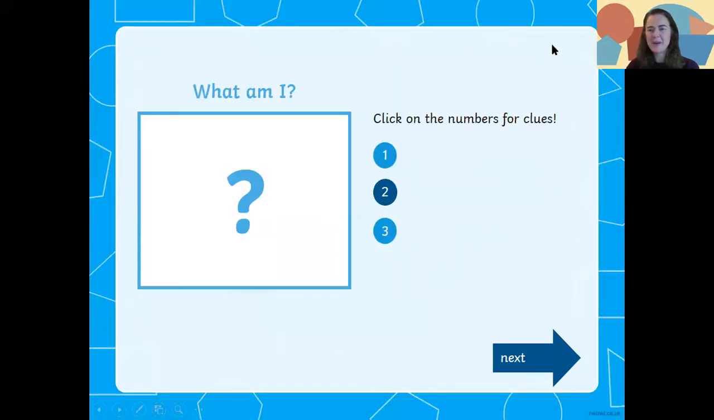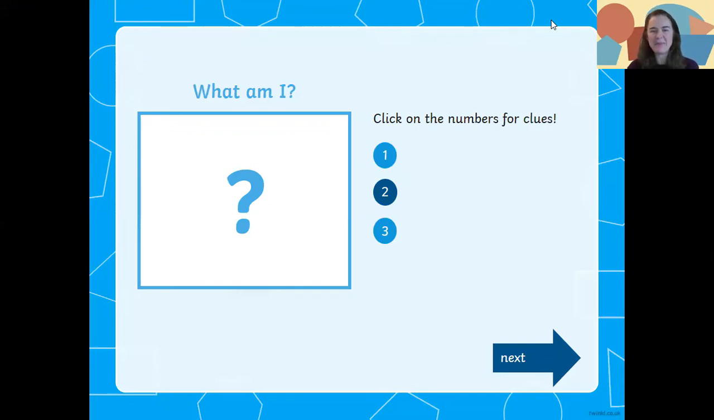Okay, so I'm going to give you some clues, and you have to think about using your understanding of the sides and vertices of a shape. You could have your shape mat in front of you to help you. So if you want to pop me on pause and go and get your shape mat, then that's going to be very helpful. And then I'm going to click on each clue. And then when we get to the end, I'm going to ask you, what am I? I want you to shout it out to the screen, and then we'll reveal the answer.